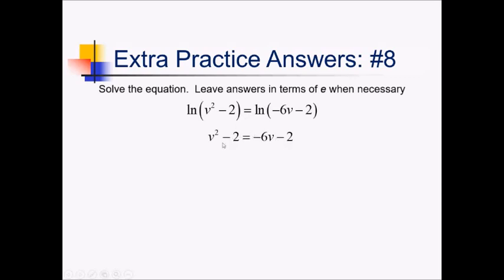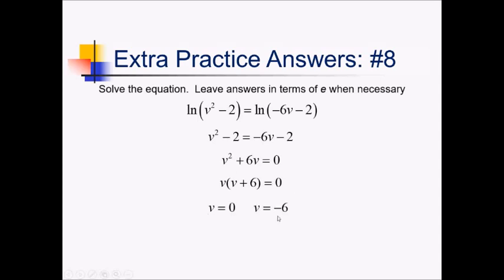And let's just get everything on one side, because this looks like it's going to be a basic quadratic kind of equation. So add 2 over here, that actually cancels out the negative 2, so that's just 0 for that. And we'll add the 6v over to the left side as well. So we have v squared plus 6v equals 0. This one I can factor out a v, so this is going to be v times v plus 6. And I see then that I have v values of 0 and negative 6.